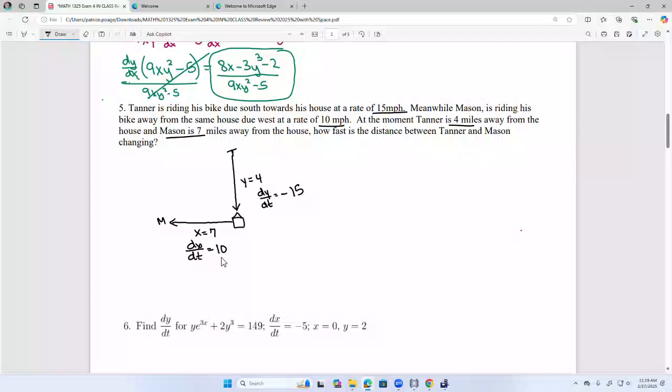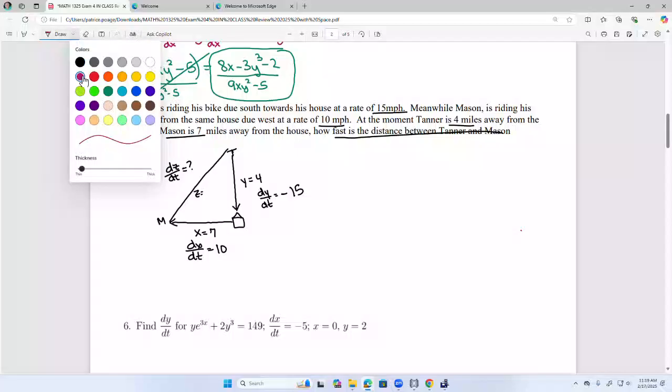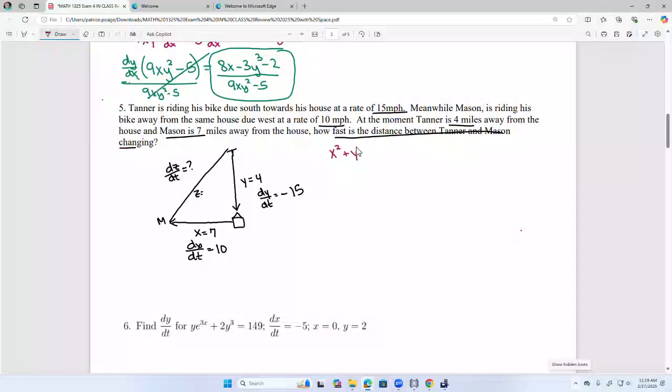Then the question says, how fast is the distance between Tanner and Mason changing? So I'm going to connect Tanner and Mason, and I'm looking for the rate of change between them. So I don't know what z is either, but that's okay. This is a triangle problem. So for triangle problems, you're always going to use the Pythagorean theorem twice.